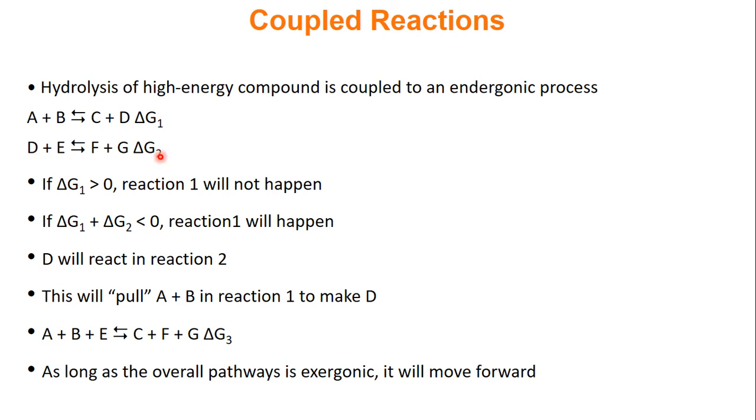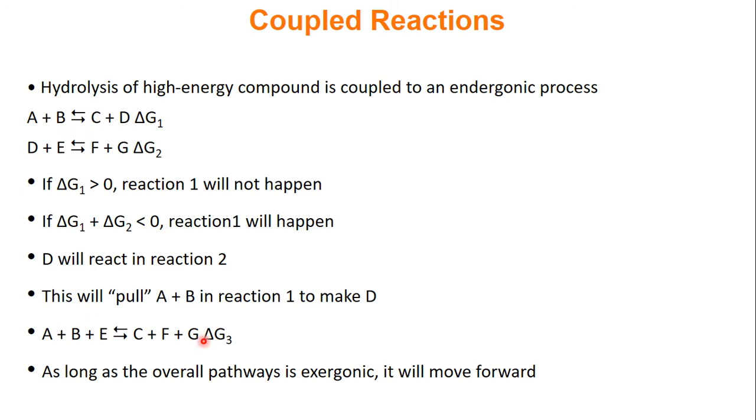If delta G2 is super negative, this D plus E is going to be converted. It's going to want to keep doing this, and the only way to get D is from the first reaction. So all the D from the first reaction will be used by the second reaction. Therefore, you're going to keep making D in the first reaction. You're going to keep using A and B, even though the first reaction isn't spontaneous on its own. Reaction 2 is pulling D from reaction 1. And to make D, you need to get A and B.